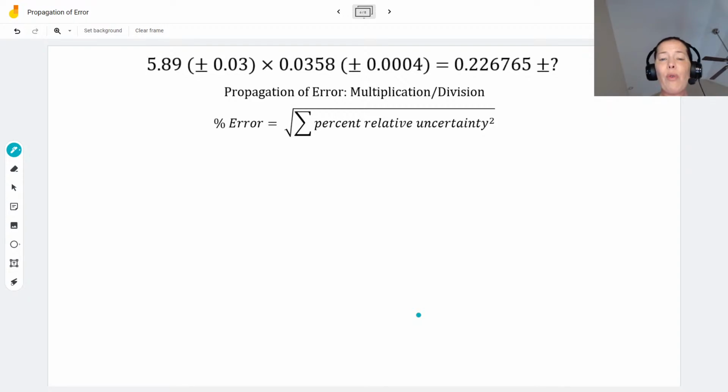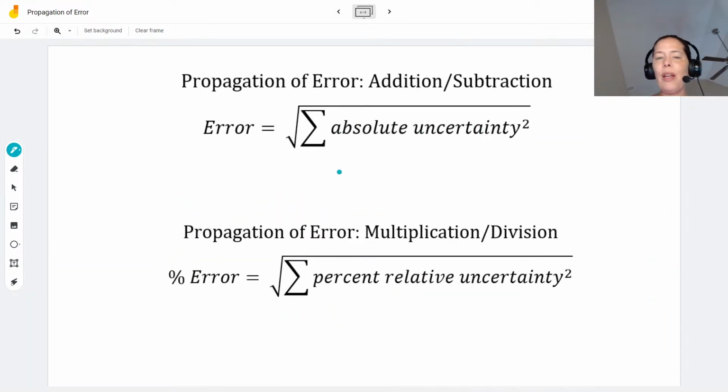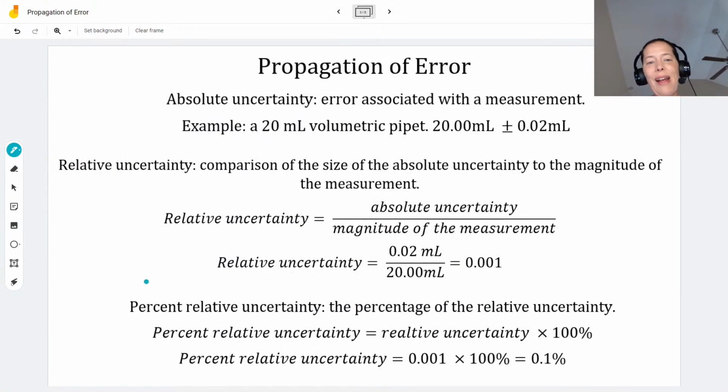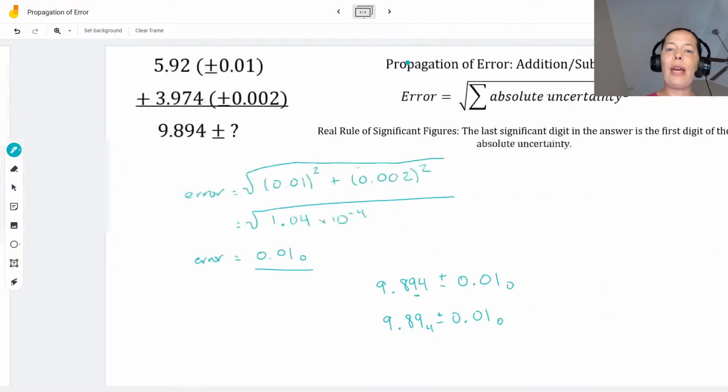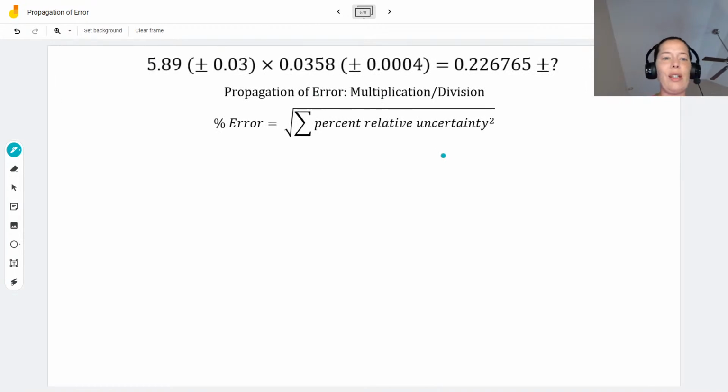All right. If you remember, actually, I can pop back here because I couldn't put all the equations in. Oops, not this one. This one. All right, so to get to percent relative uncertainty, we're going to calculate the relative uncertainty, where we take the absolute uncertainty that's given to us, and divide by the magnitude of the measurement. And then once we have that, we're going to multiply by 100%. So just so you know where these calculations are coming from, they are coming from these equations right here. Okay, now back to our multiplication division.